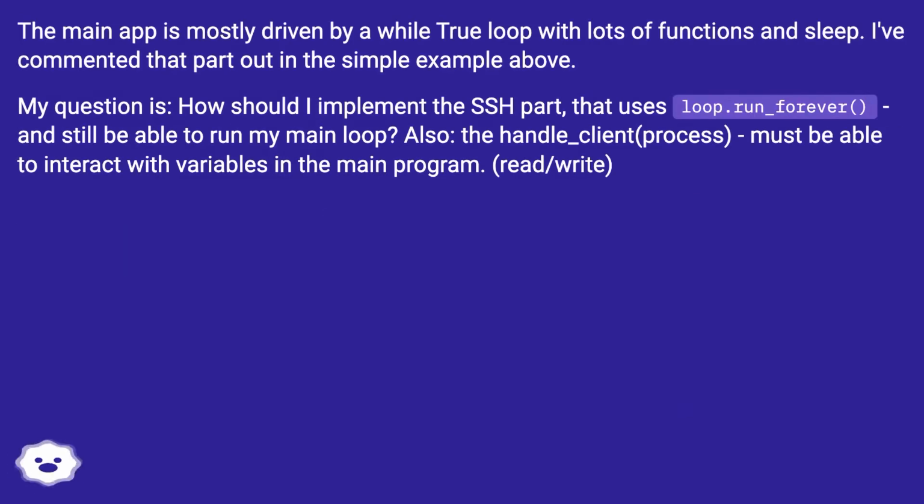The main app is mostly driven by a while True loop with lots of functions and sleep. I've commented that part out in the simple example above. My question is, how should I implement the SSH part that uses loop.run_forever and still be able to run my main loop? Also, the handle_client process must be able to interact with variables in the main program. Read, write.